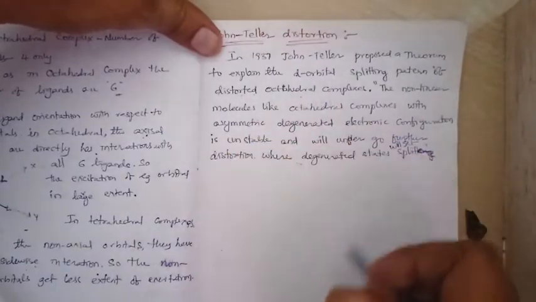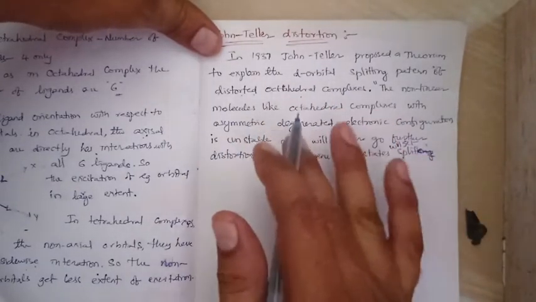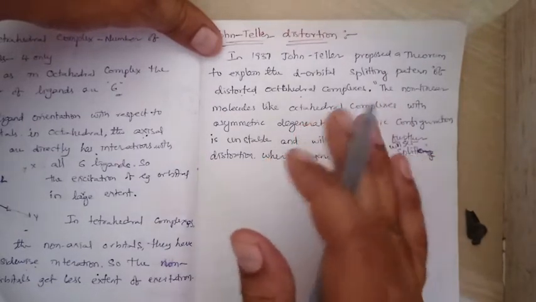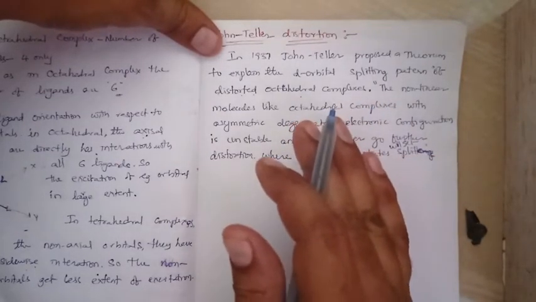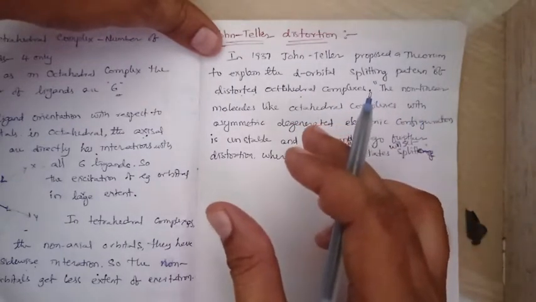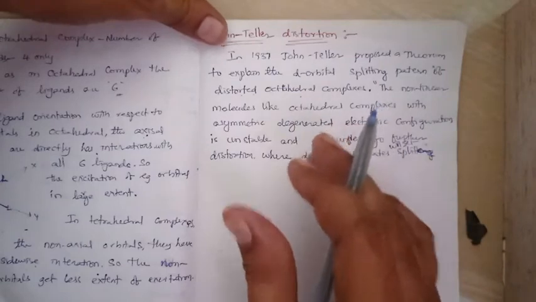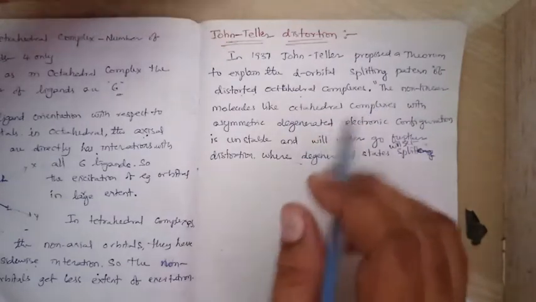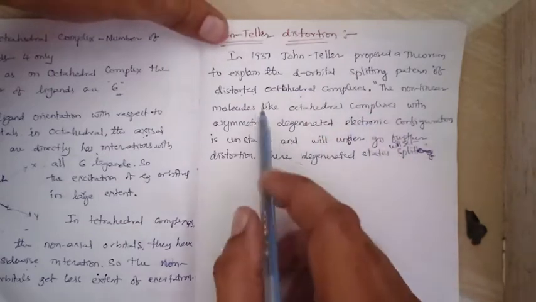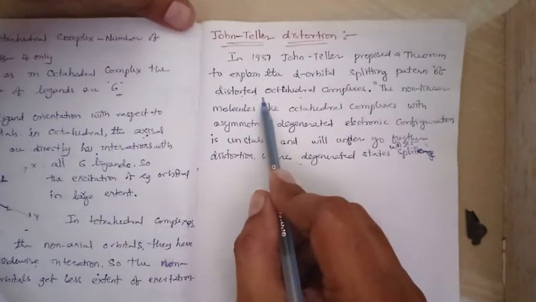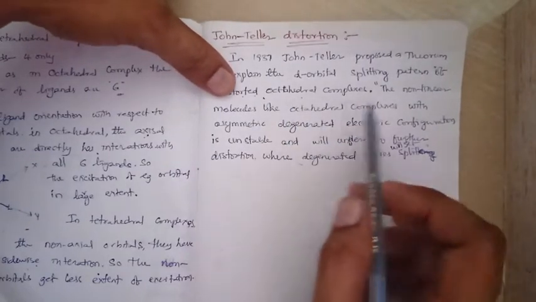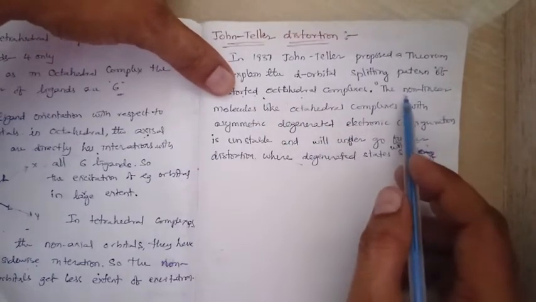Actually all six bonds should be the same. When that is so, you will say it is a regular octahedral. When some of the bonds are shorter and some are lengthened among the six bonds, that would be called a distorted octahedral. Okay, that is what the distorted octahedral complexes mean.